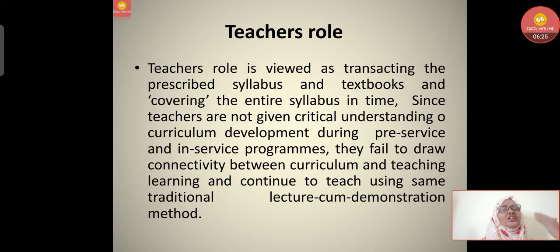Obviously, how it was earlier, the teachers are supposed to teach whatever syllabus or textbooks are given to them. They are not given the chance to develop critical understanding. There was no connection between what the syllabus is and what kind of strategies they are applying. They used to fail in connecting curriculum and teaching learning.